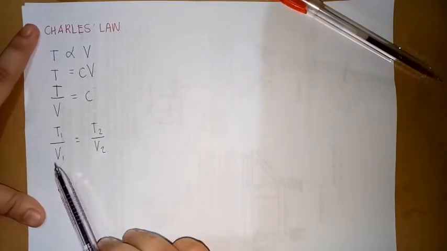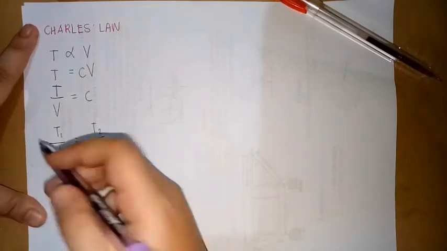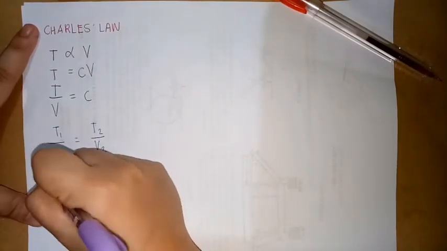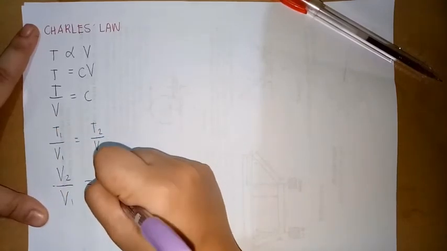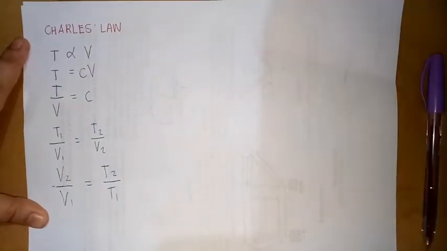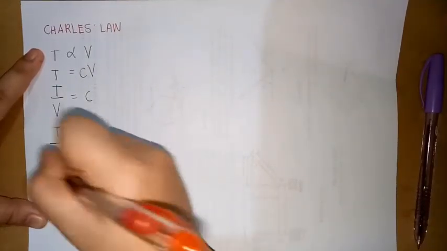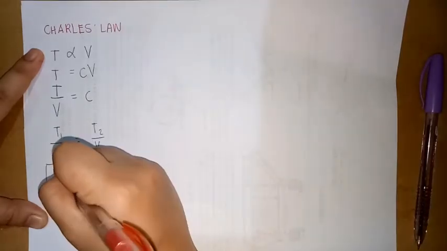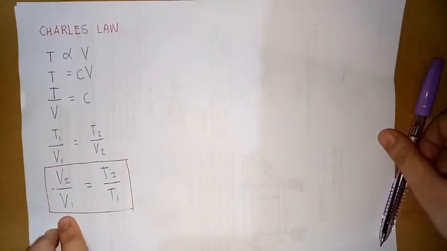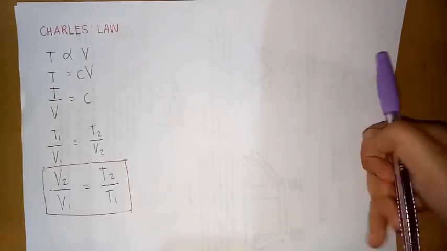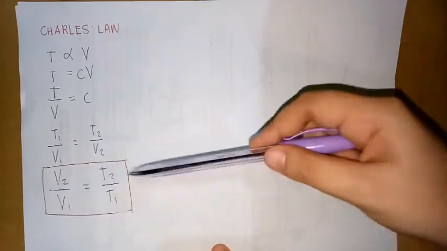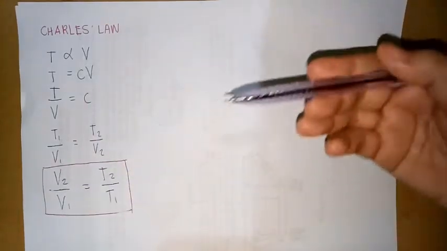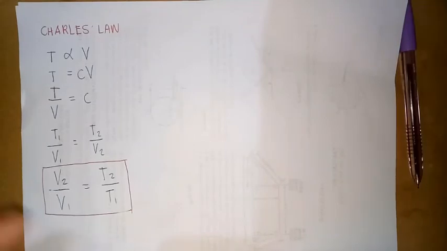Or, para mas maganda siguro tingnan, i-cross-multiply natin to pagsamahin natin yung volume. V2 over V1 is equal to T2 over T1. So, ito na yung ating equation under Charles' law. Volume is directly proportional to the temperature. So, kung meron tayong given conditions at point 1 and at point 2, pwede nating masolve yung unknown na property. Okay, so let us solve one example about Charles' law.